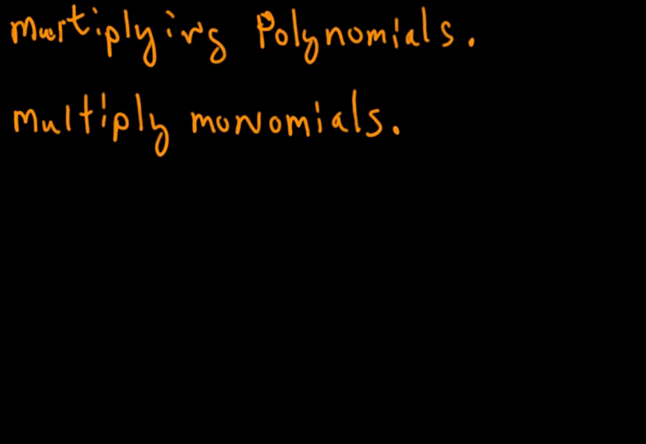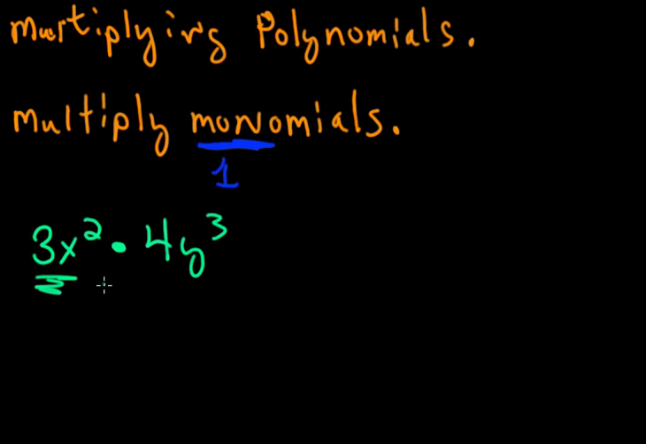Now, our definition of a monomial was that a monomial had one term, right? Mon from mono, one. So we only have one term. So if we're multiplying monomials, like 3x squared, which is one term, times 4y cubed, both of these are monomials. So I'm multiplying two monomials. I only have one term.